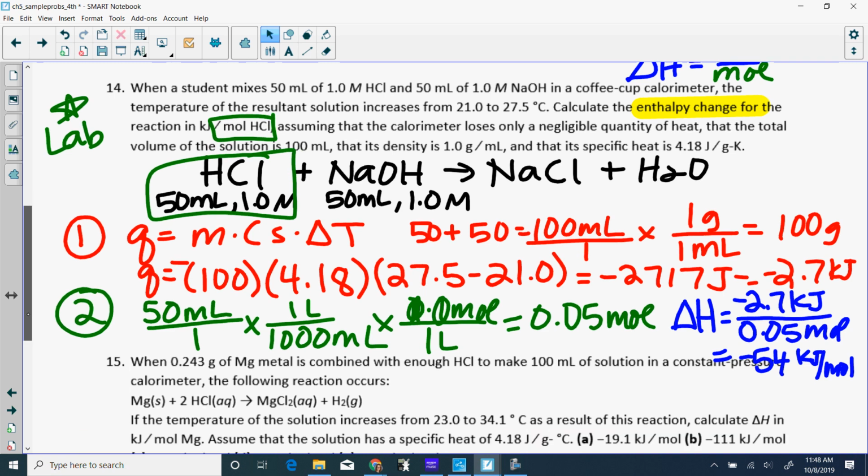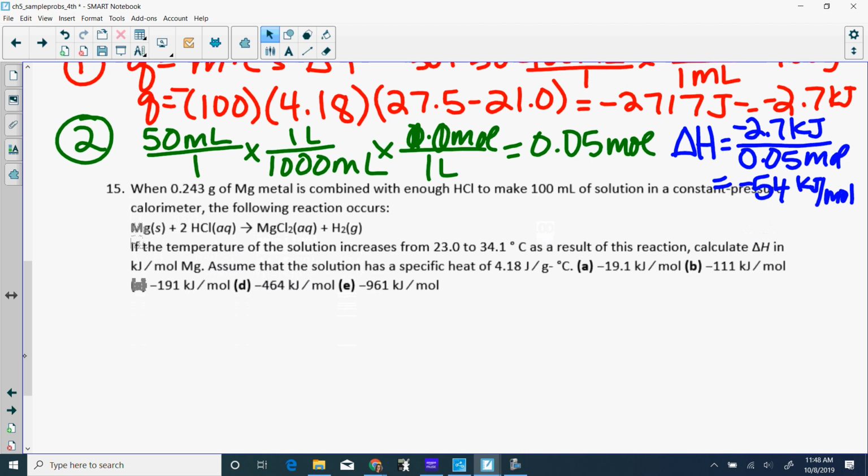With your battle buddy, now do it again. Do it on number 15. Ready? Go. Reading comprehension.